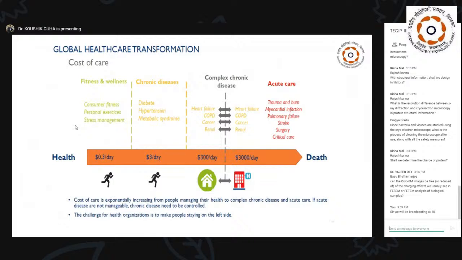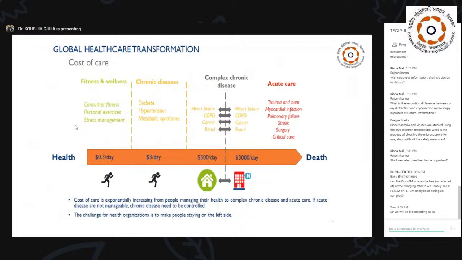If you go further and enter into the complex chronic diseases, then there are many types of diseases that are very acute. It is heart failure, COPD, cancer, renal, and you can see there is a high jump in the expenditure per day also. It is $300 per day. And if you go beyond that, it is unimaginable. It is $3,000 per day.